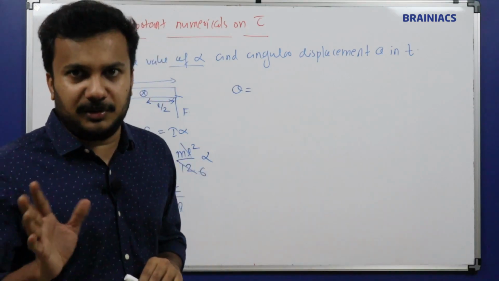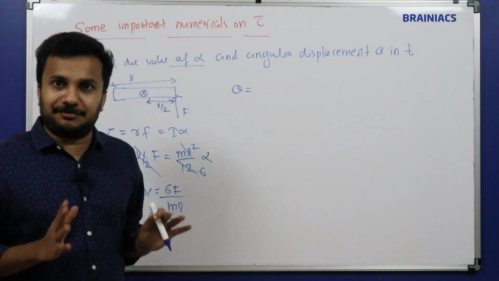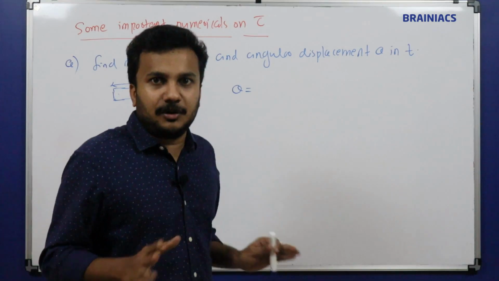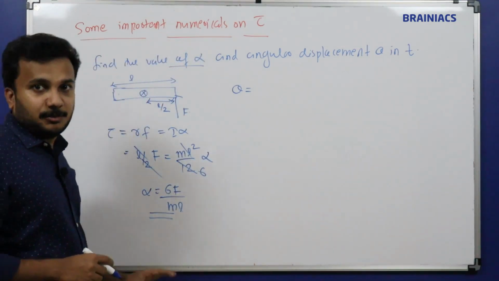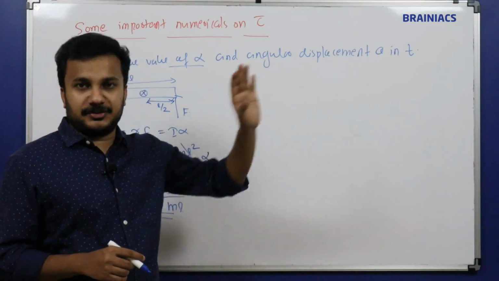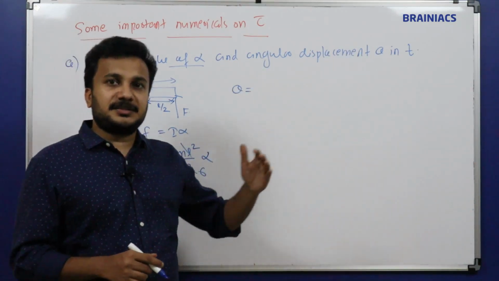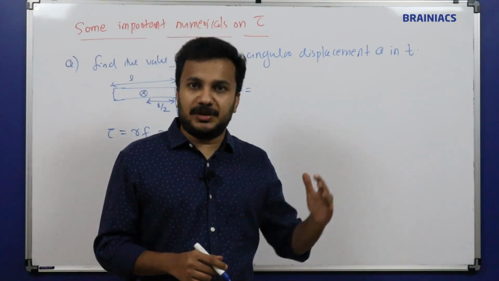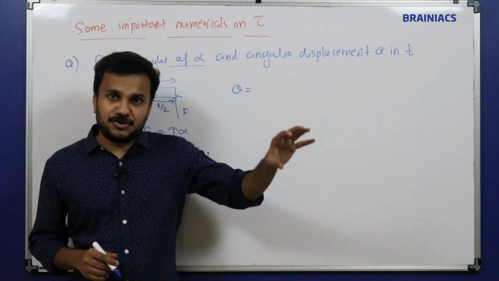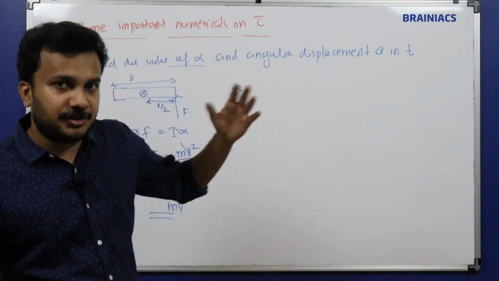Is F a varying one? No, F is a constant one. F is equal to F, that's all. It's either 10 Newton or 4 Newton, so it's fixed. So it is a uniform accelerated motion, or acceleration is constant. So v is equal to u plus at, s is equal to ut plus half at square, v square equal to u square plus 2as. All the one dimensional motion equations, the corresponding rotational motion equations you can apply.